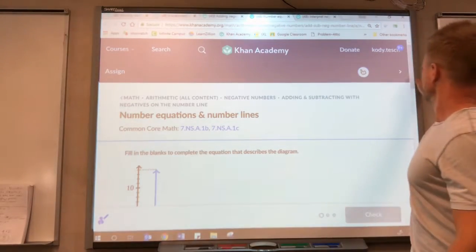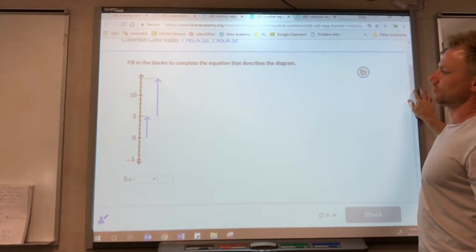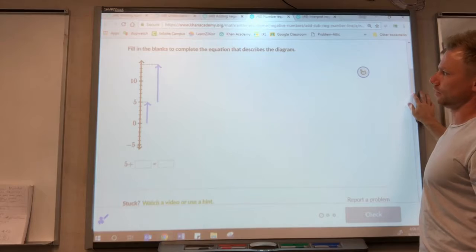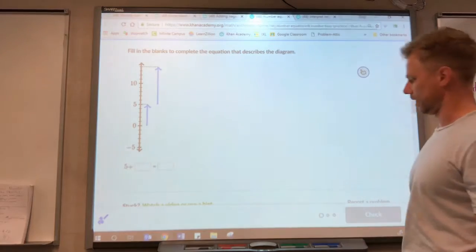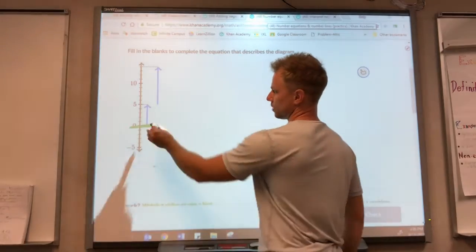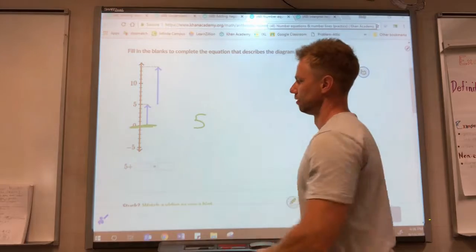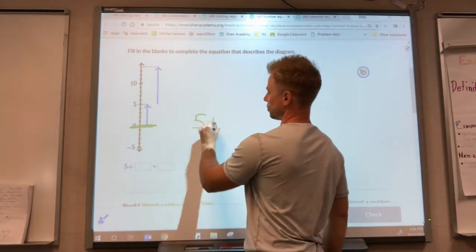All right, our fourth link here says fill in the blanks to complete the equation that describes the diagram. Okay, so we start at 0. Always start at 0. We can see we're going up 5, so that would be a positive 5, which they did have for us right there.